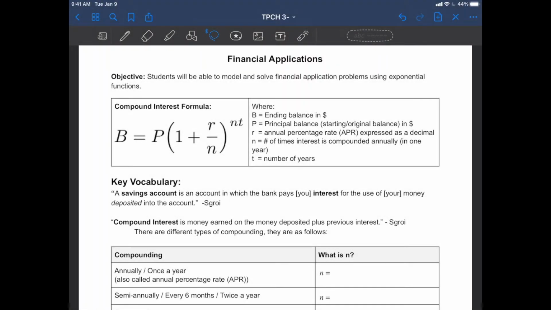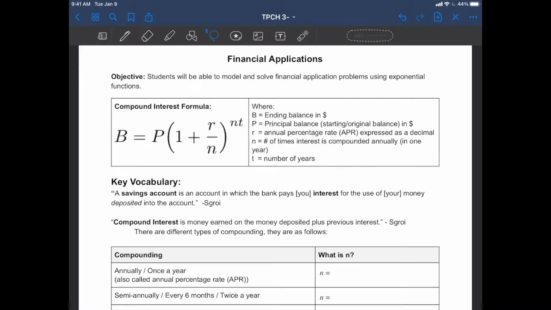So here we're going to focus on the compound interest formula, where B is the ending balance in dollars, P is the principal balance, which is the starting or the original balance, the initial balance, or investment in dollars. R is the annual percentage rate. We call that APR. We've probably heard that a lot in commercials. And it's always expressed as a decimal. So you always have to turn the percent into a decimal.